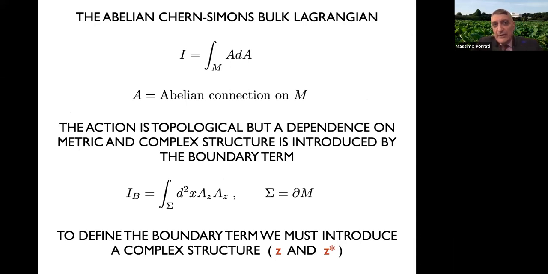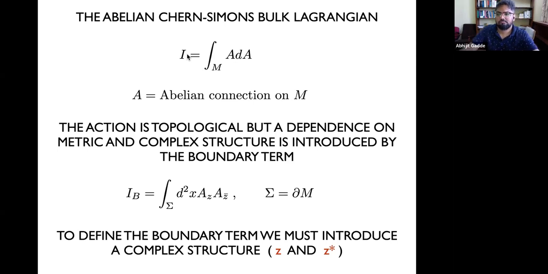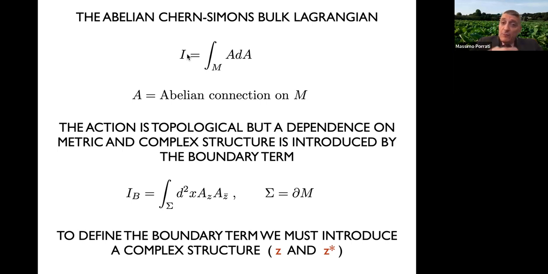First of all, the Abelian Chern-Simons theory has an action, and the bulk Lagrangian of this action is written in terms of an object that is one of a top form, but is not quite, because the Abelian connection that appears in this formula is not gauge invariant, but changes by a gradient. If you look at the action that I call I here, you may think that it's topological, and indeed it is topological on manifolds without boundaries, but a dependence on the metric structure and on the complex structure of the boundary is introduced because when you have a manifold M with some boundary that I call sigma, you need to add a boundary term to the action.